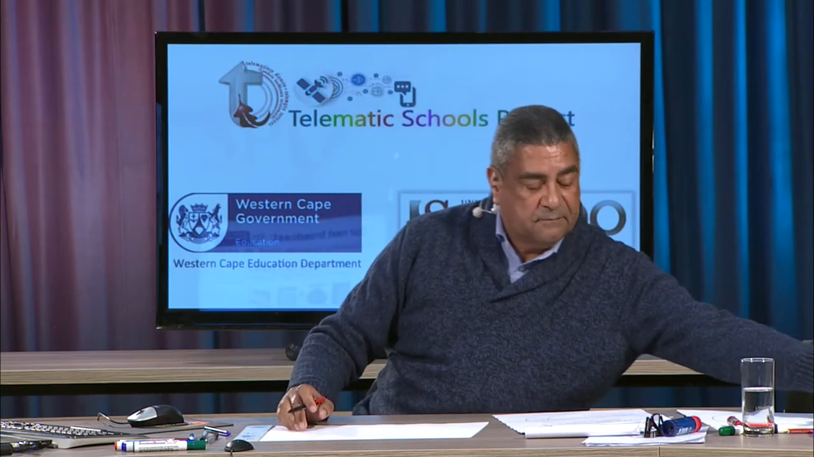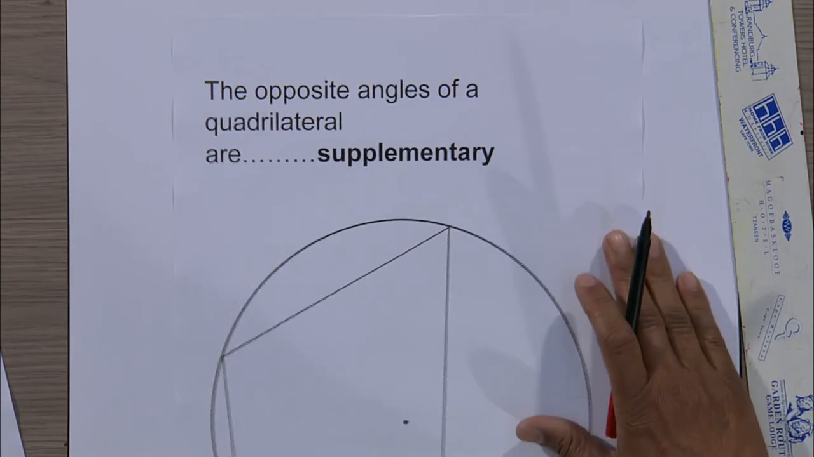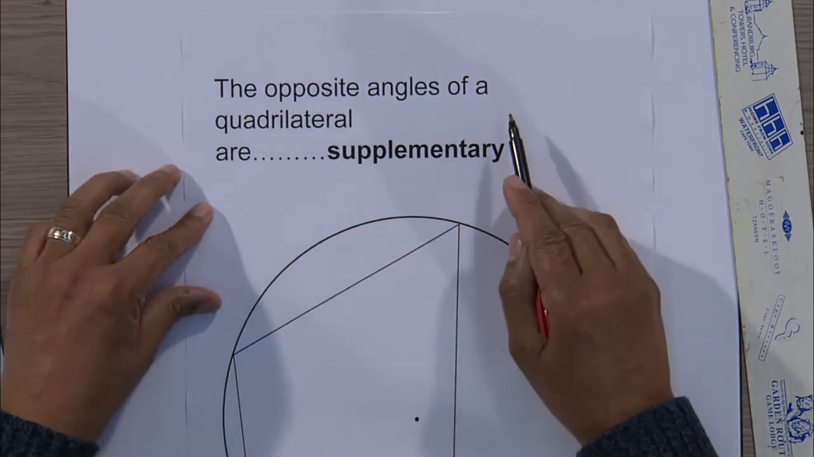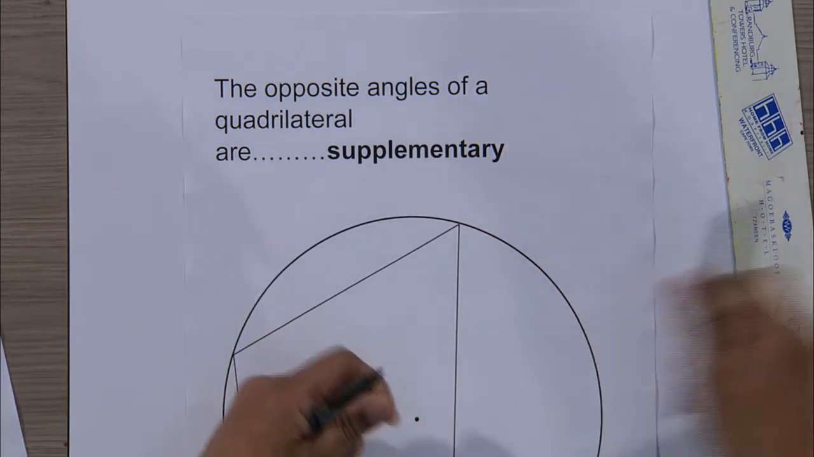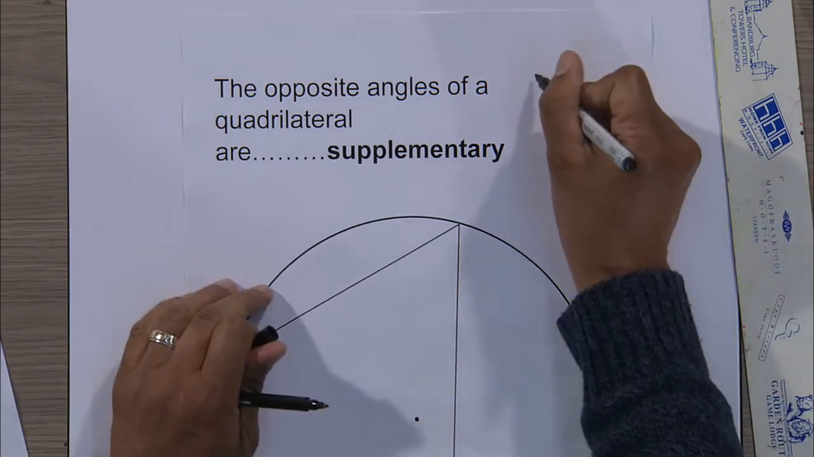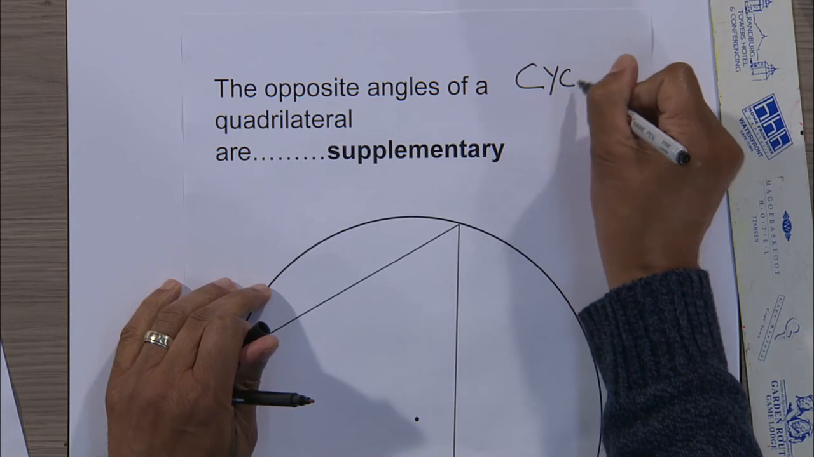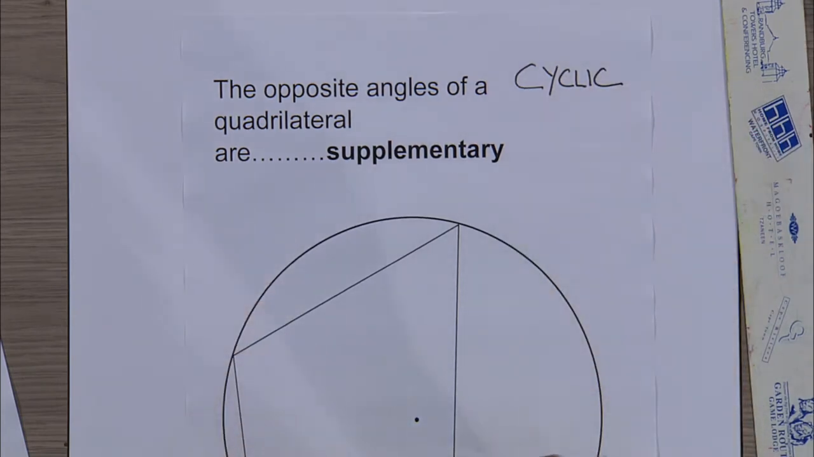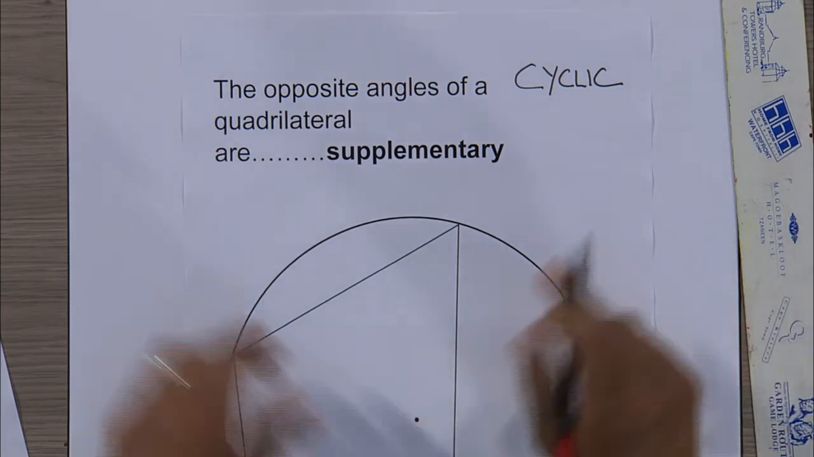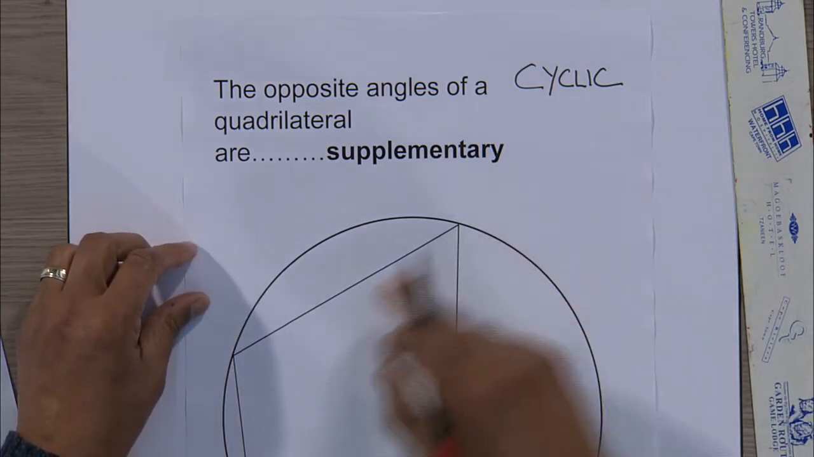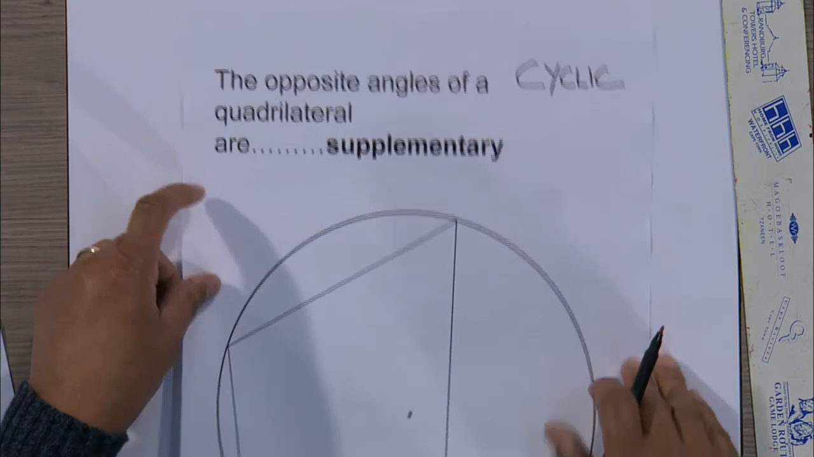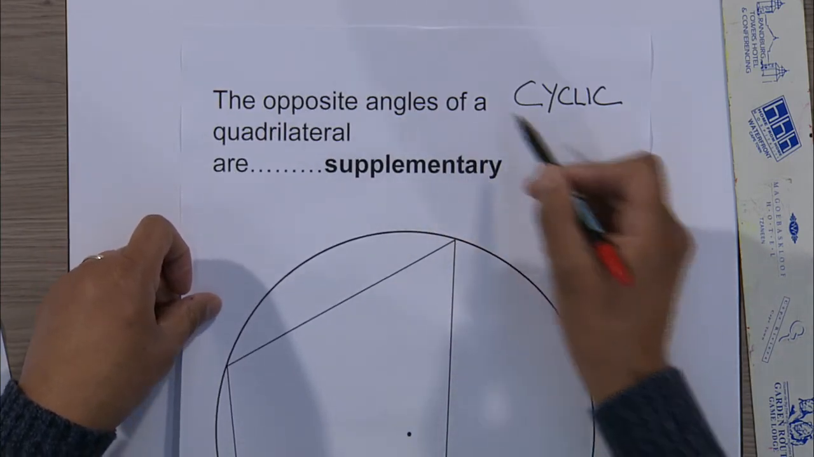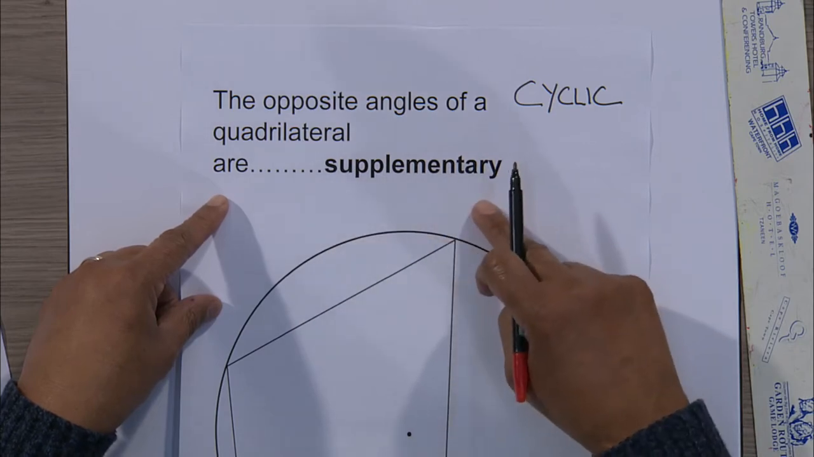Let us look at the third one. Short wording. The opposite angles of a cyclic quadrilateral are supplementary. That means a quadrilateral that has its endpoints on the circumference of the circle. And we must prove that they are supplementary. Again, the structure of the theorem: the last part is what we have to prove.